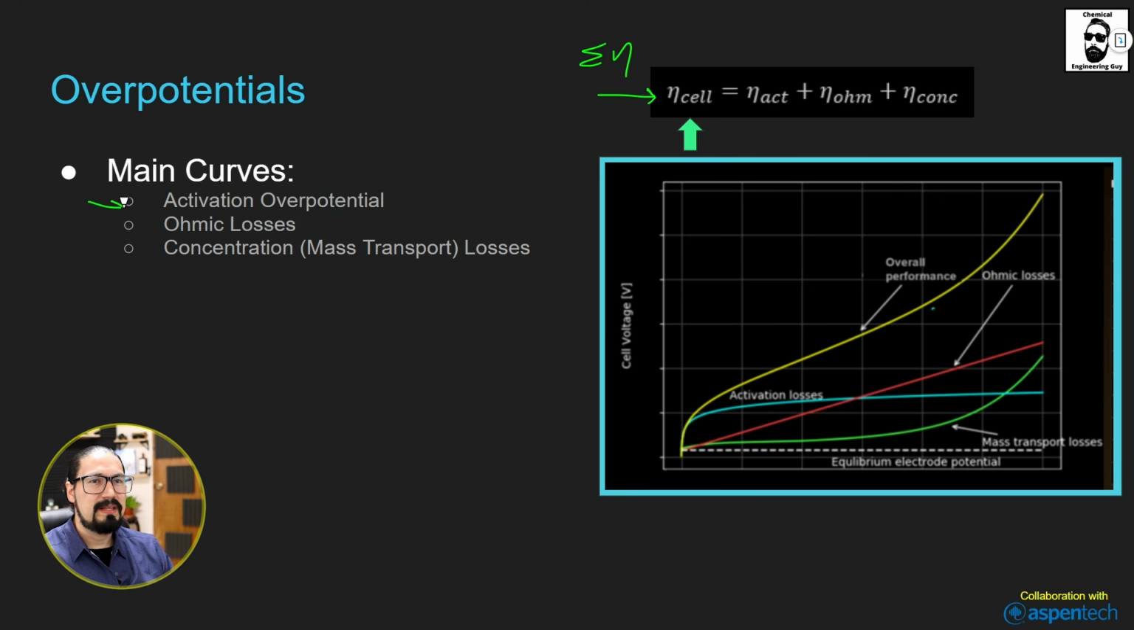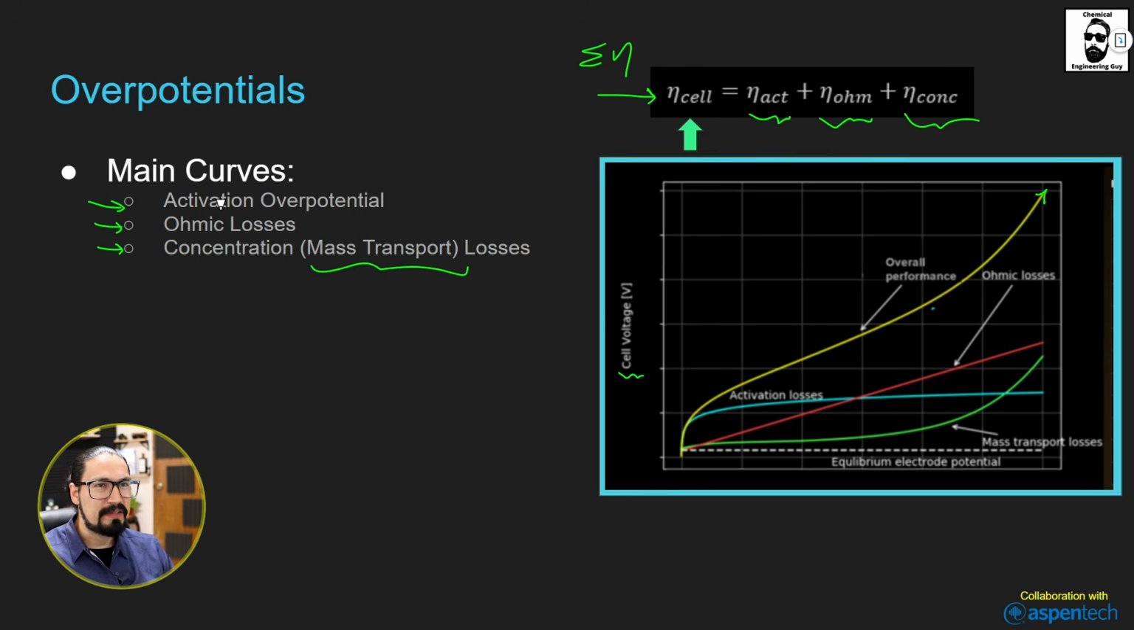Number one will be the activation overpotential, which is this one right here. Number two is the ohmic loss. And finally, the concentration or mass transport loss, which is going to be one of the most important ones. We're going to see why. Before I continue and explain these individually, we're going to understand that the cell voltage is essentially what's going to be measuring the so-called overpotential. And this yellow line is the total addition, this value right here, of these three concepts.